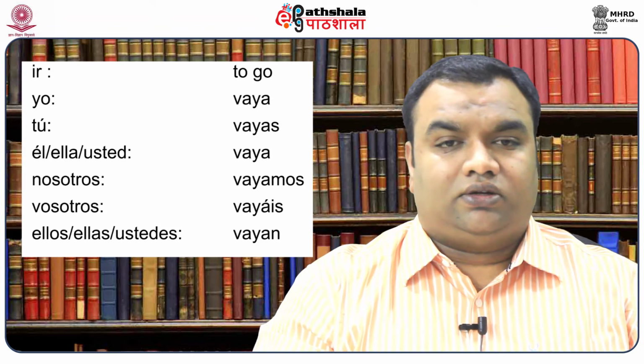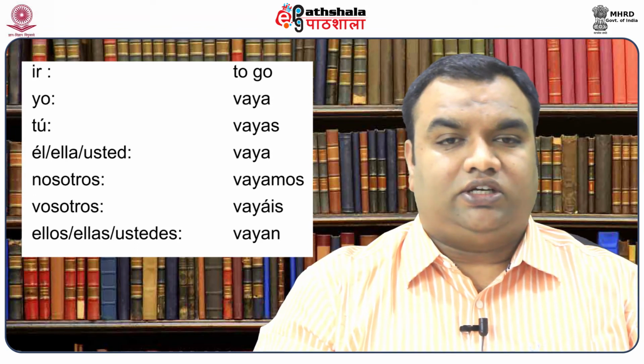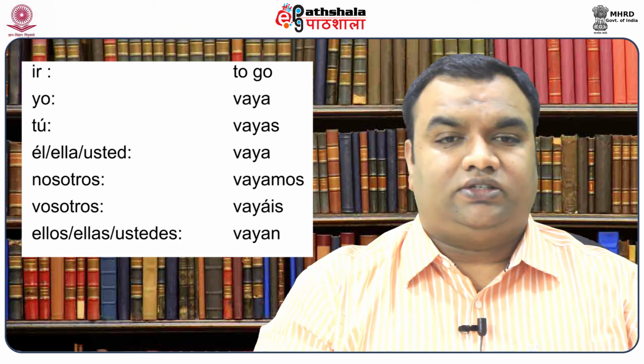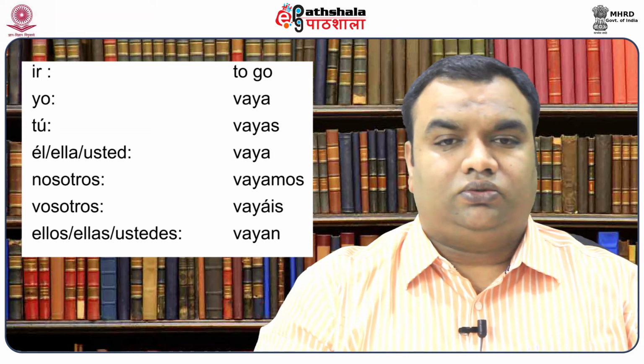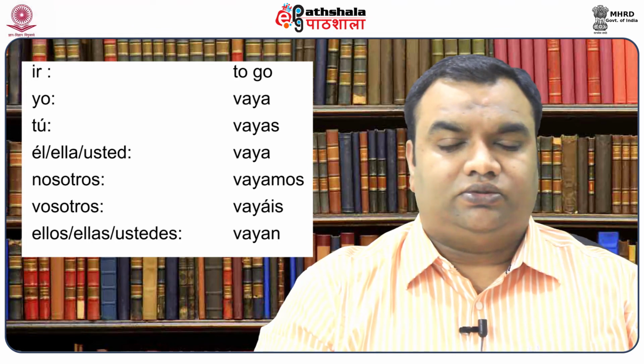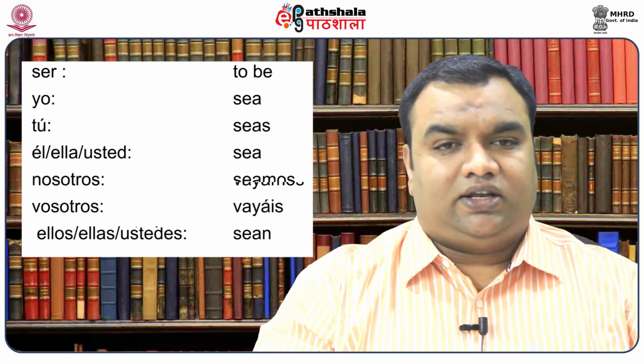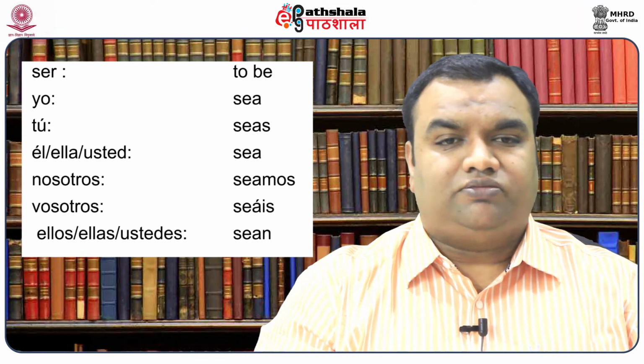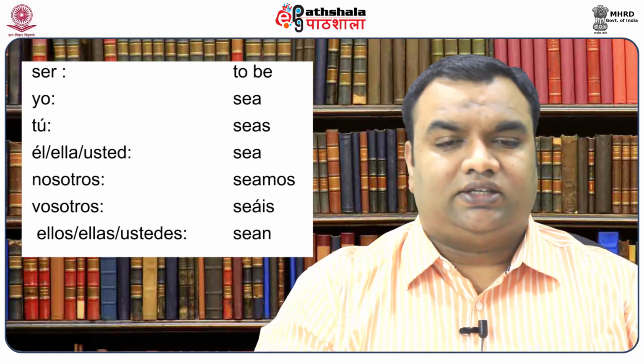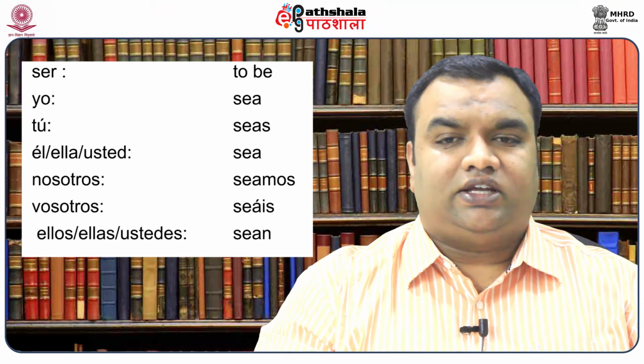Next is ir, which means to go, and in the subjunctive, it is conjugated as yo vaya, tú vayas, él, ella, usted vaya, nosotros vayamos, vosotros vayáis, ellos, ellas, ustedes vayan. Ser, which means to be, in the subjunctive, is conjugated as yo sea, tú seas, él, ella, usted sea, nosotros seamos, vosotros seáis, ellos, ellas, ustedes sean.